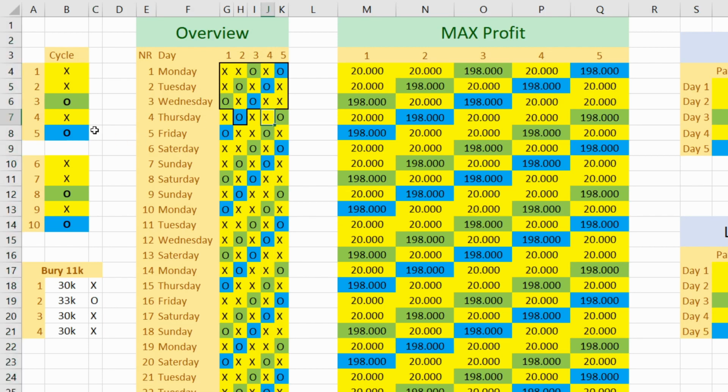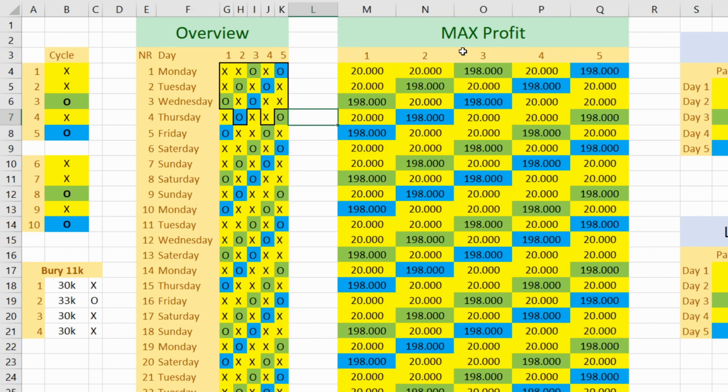So if we look over here in the cycle, it starts a little above the blue. So it starts over here, XOXX. But let's just do it like this. You see that the next day must be a money tree day, just like this.